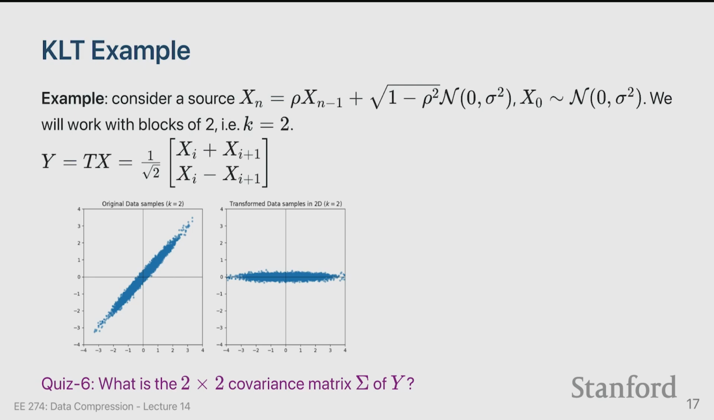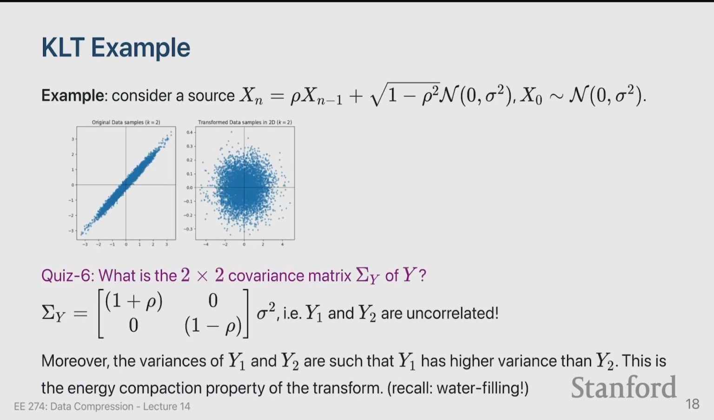Actually, I'm going to give the answer and I'm going to leave this as a to do. So why don't you guys work this out at home? If you are not able to work it out, get us in the office hour or on Ed. But what you can basically show is that the 2 by 2 covariance matrix, which I'm just calling sigma y, of y will look something like this. Okay, so now the diagonal terms of this matrix contain 1 plus rho and 1 minus rho times sigma square, and the non-diagonal components are all 0.